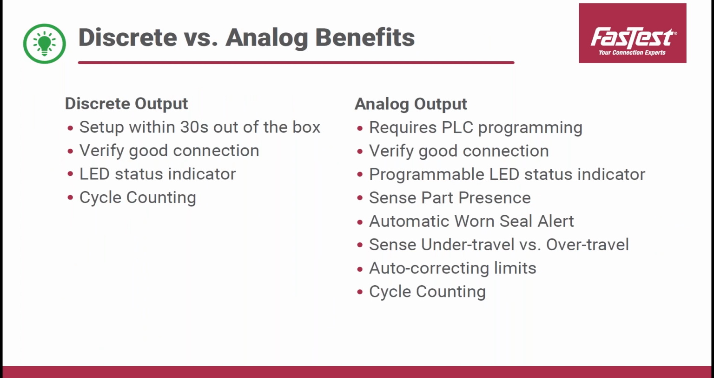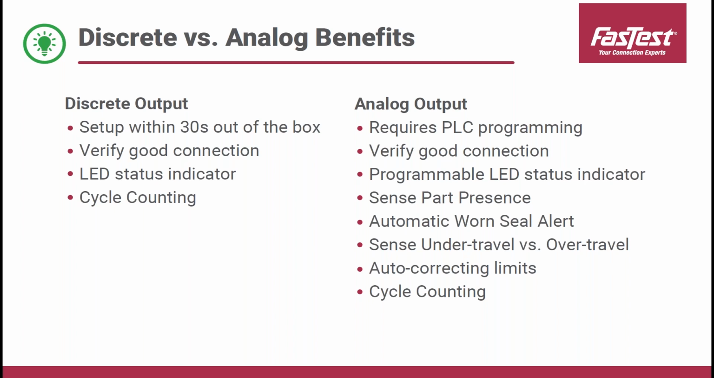So some differences between the discrete and analog versions. These are a list of benefits that you can get with the technology. The discrete is very simple to set up out of the box within 30 seconds. We've got a programming tool that can apply power to the device. It also verifies that you have a good connection, and the operators get an LED status indicator. So it's a very simple way to get up and running with connection verification. I do put cycle counting on that side. If you integrate with a PLC, there's certainly the ability to count cycles.